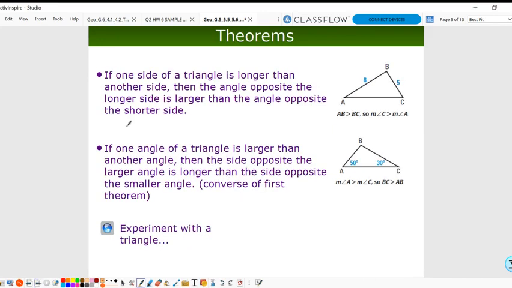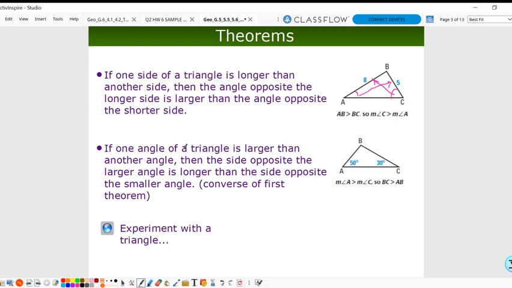We have a couple of theorems. If one side of a triangle is longer than another side, then the angle opposite the longer side is larger than the angle opposite the shorter side. So for example, if we know that AB is 8 and BC is 5, AB is greater than BC. Therefore, the measure of angle C will be greater than the measure of angle A, because angle C is across from the longer of the two sides. It'll be bigger than angle A, which is across from the smaller of the two sides.